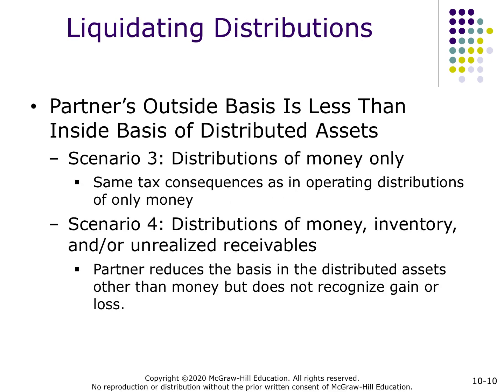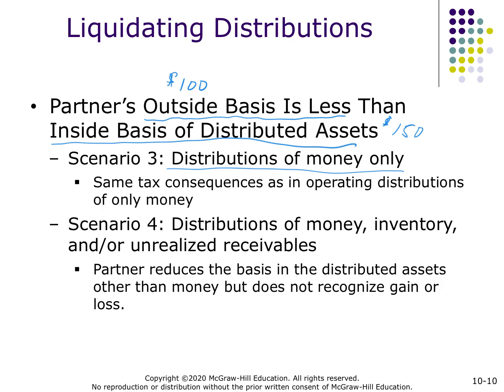All right. Now, scenario 3, okay? Outside basis is less than the inside basis of the distributed assets, okay? So now you've got an outside basis of 100, okay? And you're distributing, let's say, something with a basis of 150, okay? But you're only distributing money in scenario 3, okay?